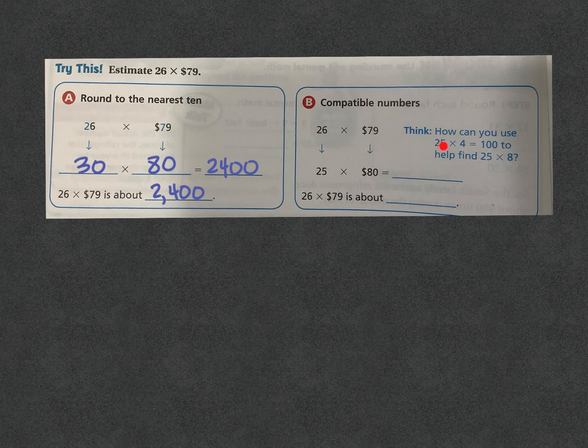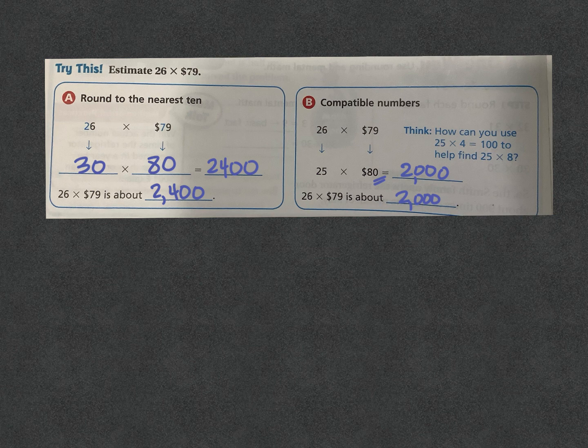We know that 4 quarters is 100, is $1, right? This is 8 quarters. So if 4 quarters is $1, 8 quarters is $2, right? Or 200 cents. So we're going to put 200. But we also have that 1 0 there. That needs to go on there. It's 2,000. So 26 times 79 is about 2,000. Remember, these are both estimates. They're not exact, but they give us an idea of what the actual answer will be.